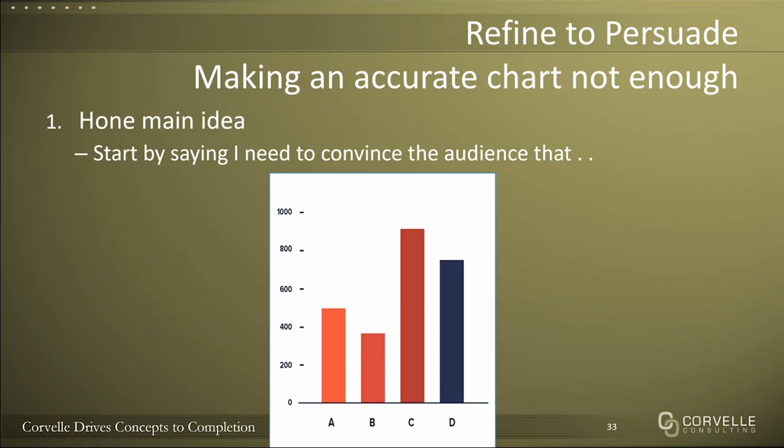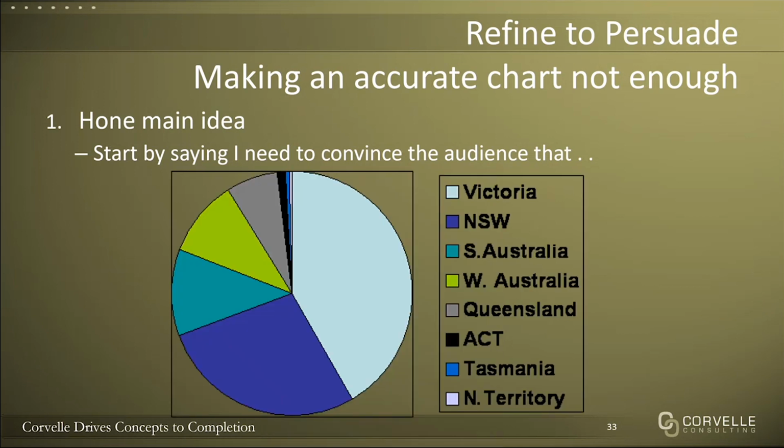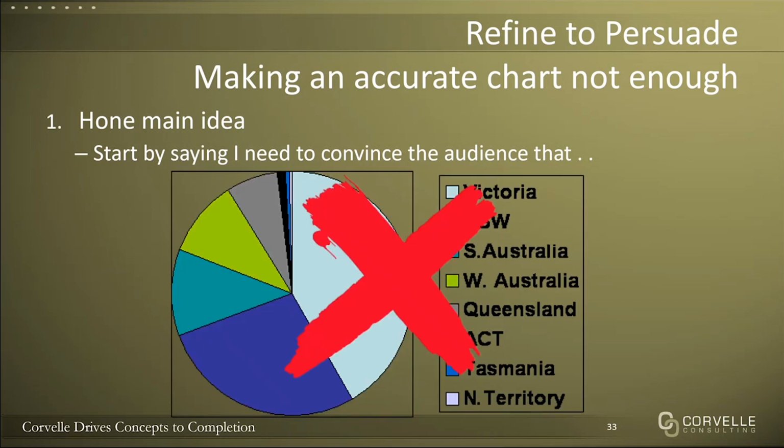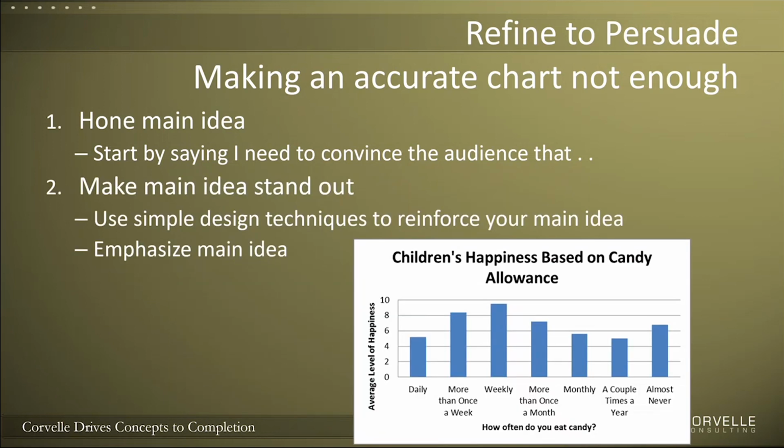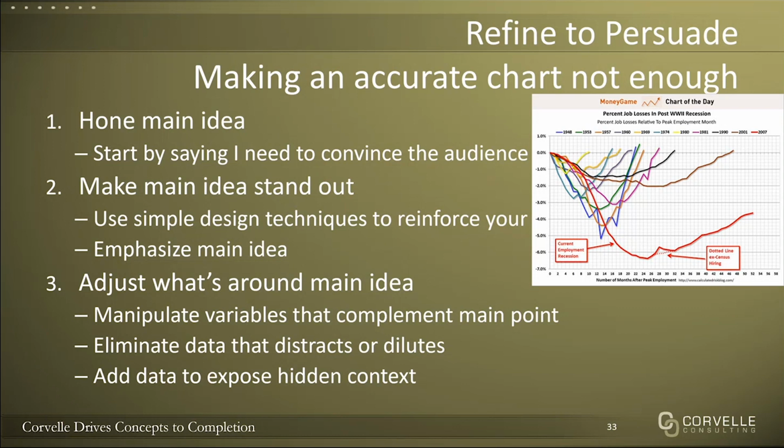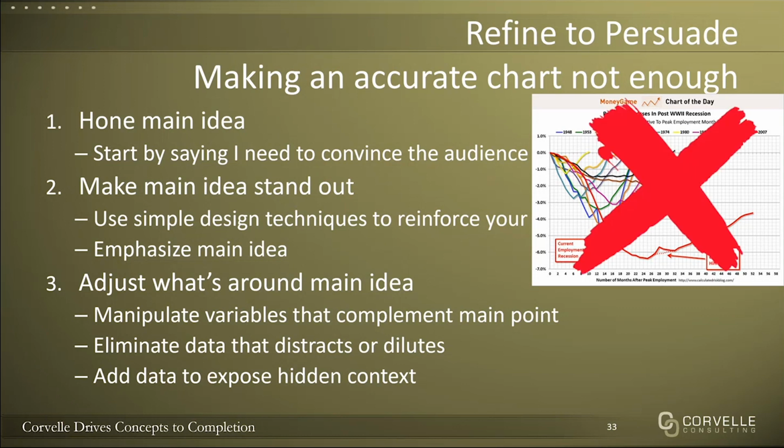So continuing on, simply making an accurate chart is not enough. We want to hone in on this main idea. It's always about convincing our audience to agree with us on something. This is very bad. It's a pie chart and it has a large avoidable legend. That doesn't work very well. Make sure that the main idea stands out. Use simple design techniques. Adjust what's around the main idea, manipulate variables that complement the main point, and eliminate distracting data. In this example, there's just way too much clutter.